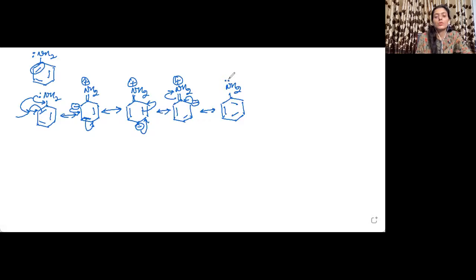Now back to normal, right? So the positions of double and single bonds have changed. So these are the 5 resonating structures in case of aniline. So this is aniline. So you can practice any number of structures.